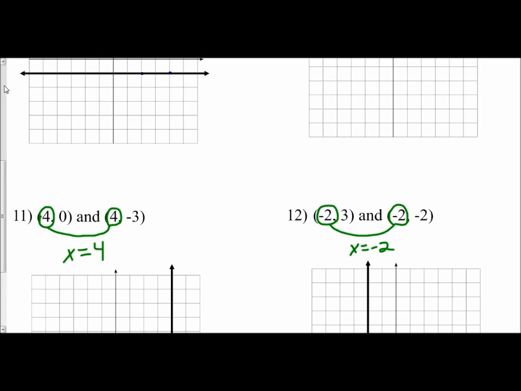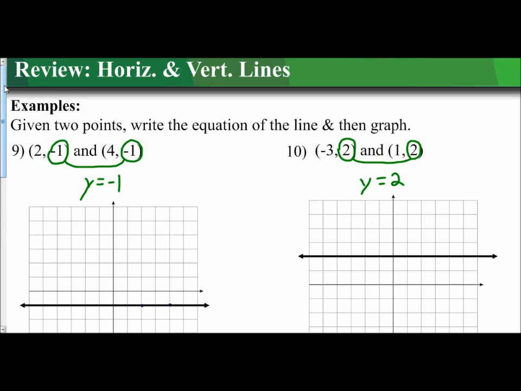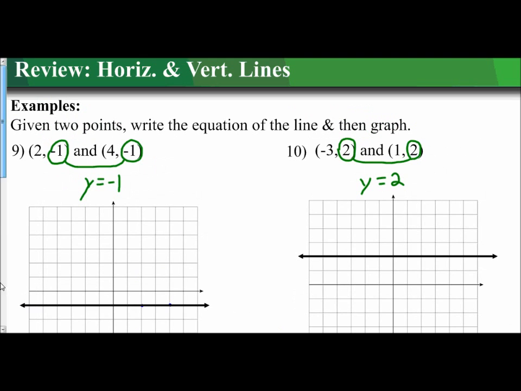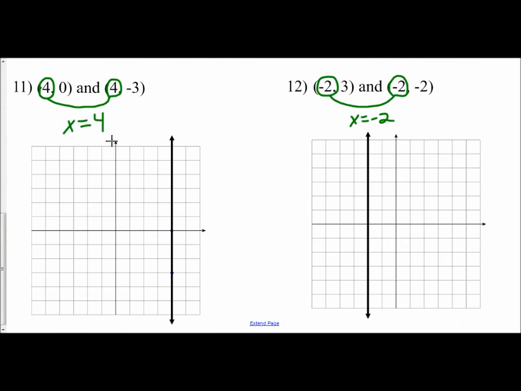And so these are the shortcuts for graphing horizontal and vertical lines. Look to see for a pattern in the points themselves. If your y values match, y equals that number is the equation, and it's a horizontal line. If your x values match, then that is going to be x equals that number for the equation, and a vertical line.